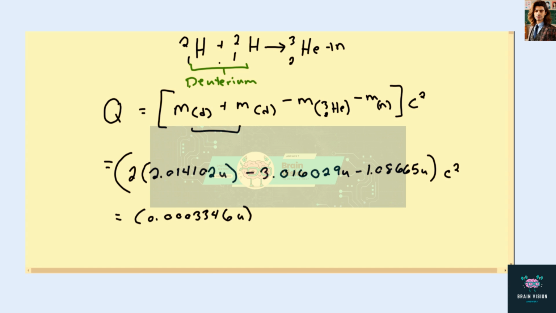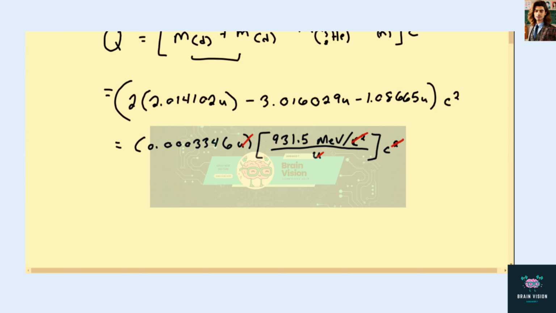And then we have 0.0003346 U. And we need to get this to MeV. So we're going to do our units here, 3.15 MeV, divided by C squared. We have the U here, and we have the C squared here. So our units cancel out. And if you plug all this into your calculator, you'll get 3.112 MeV. Okay, and this is your answer, guys. Thank you so much.